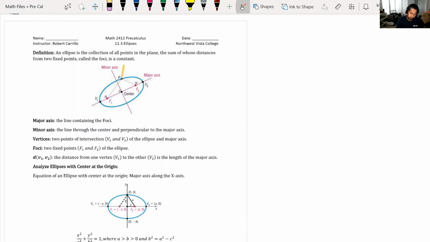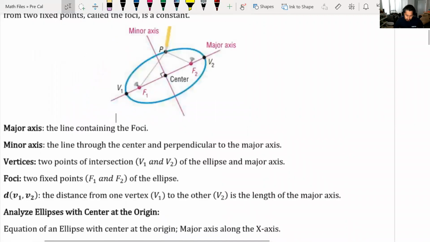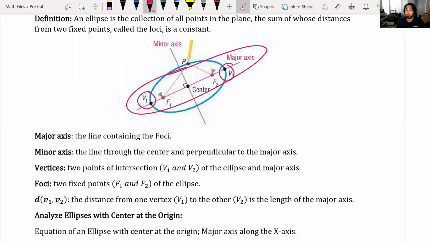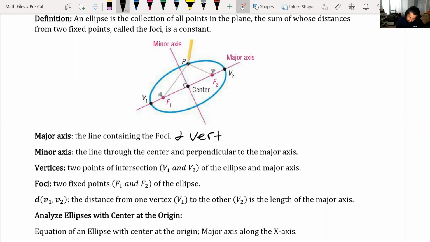To get into the other information, we have something called the major axis, which is the line that contains the foci, and it also contains the vertices. You see V1 and V2 over here. So the major axis not only contains the foci, it also contains the vertices. I'll say it's the line containing foci and vertices.